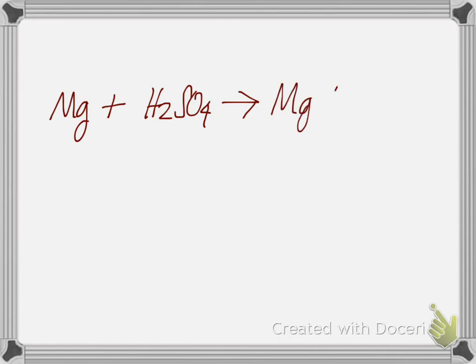Okay, let's do one more, and then I'm going to turn you loose. Let's do magnesium plus sulfuric acid is going to give me magnesium sulfate and hydrogen. What kind of reaction is that? Single replacement. Okay? So sulfate's the same on both sides, right? SO4, SO4. So do I need to worry about sulfate in this case? I do not. Because it's not changing.